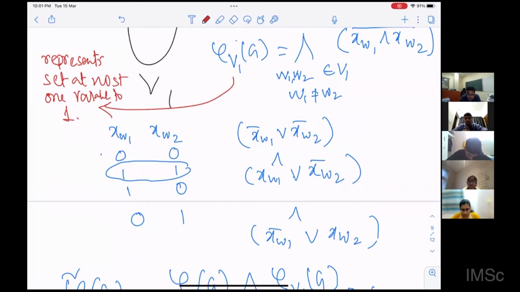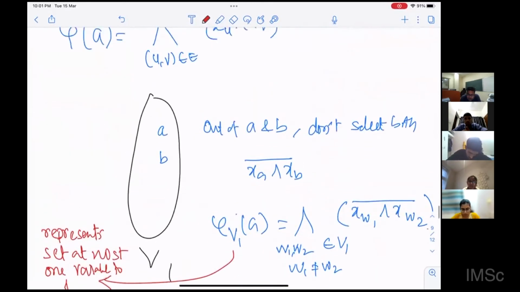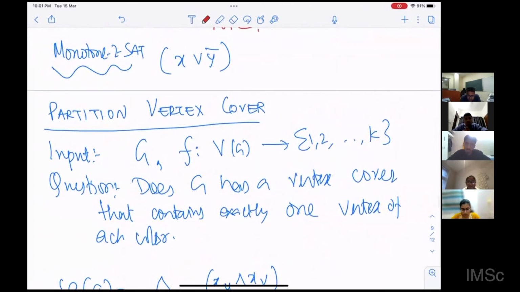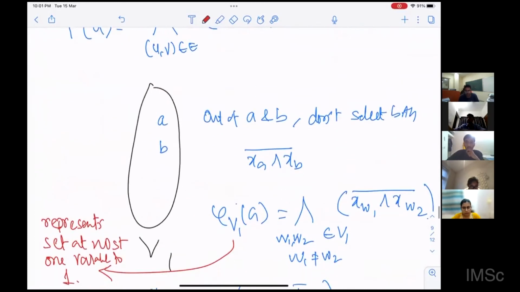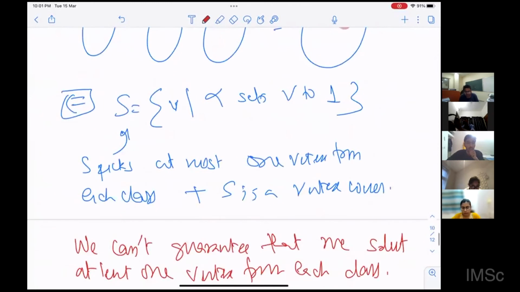Okay. Since I also don't know the answer, I'm going to change my question. Here's my change. The G has a vertex cover that contains, what should I change from exactly? At most one vertex of each color. Now my formula is fine. Right?